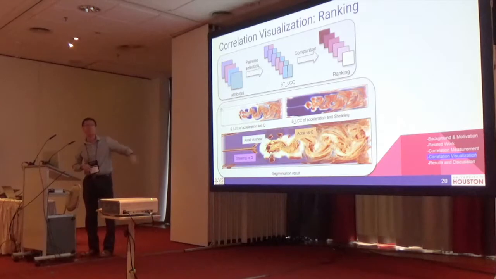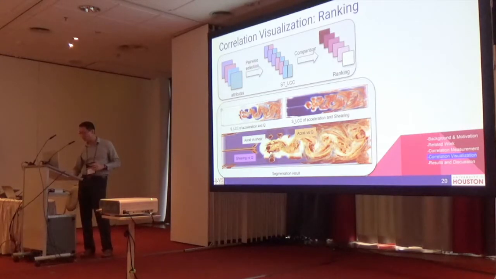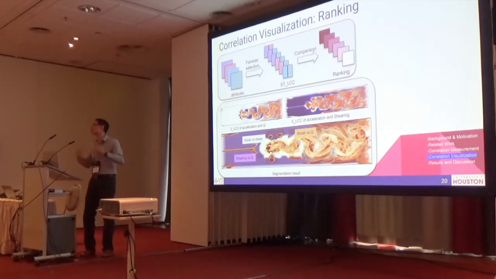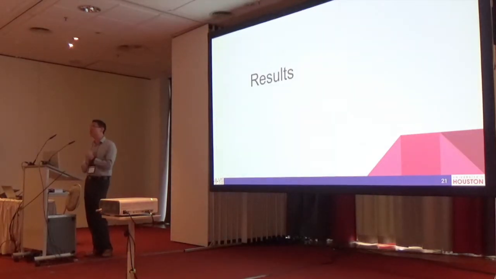For instance, in this example, this is a flow behind a cylinder in 3D, and we can see in the vortex shedding region, the core, the acceleration and Q attributes are highly correlated. It's the dominant correlation there. And at the boundary layer of this vortex shedding, the acceleration and shearing is the most dominating pair. And outside of it, shearing and Q value are both small. That's why they're correlated.